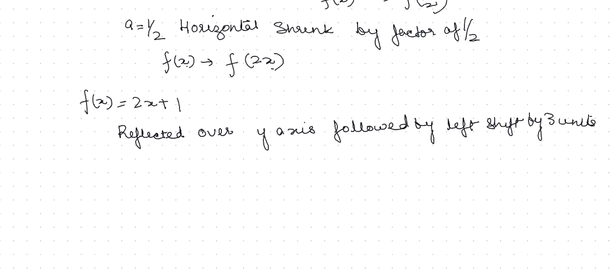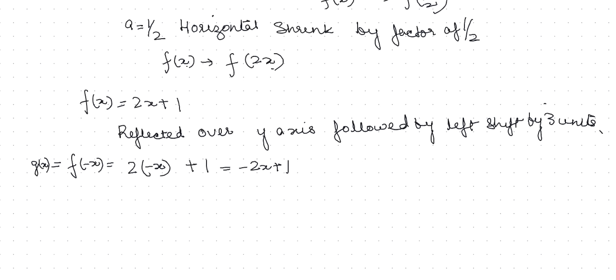So what we do is, reflected over the y-axis means x is moved to negative x. This is f of negative x, plus 1. So it is negative 2x plus 1. Suppose this is C. Reflected over the y-axis means only x is made negative x. Now this is our new function, and then a left shift by 3 units.